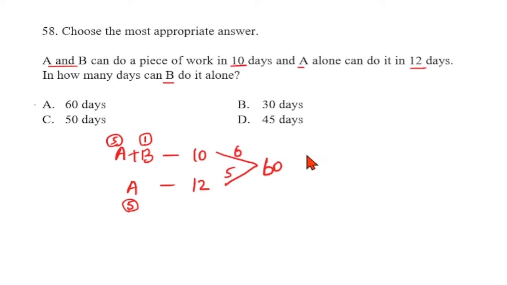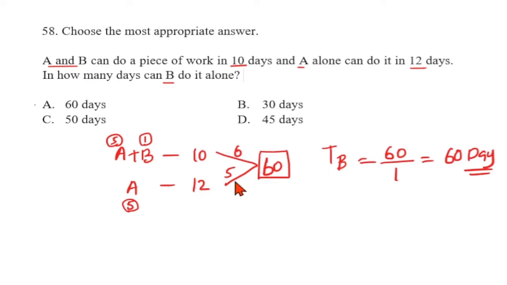Now, that means here total work is 60 units. Then B's efficiency is 1 unit, which means B can finish the job in 60 days because total work is 60 units and B's efficiency is 1 unit. So that means in 60 days, B alone can finish the same work. So option A is your answer.